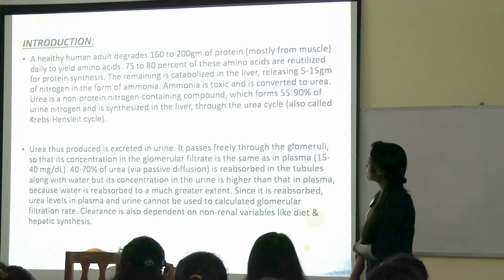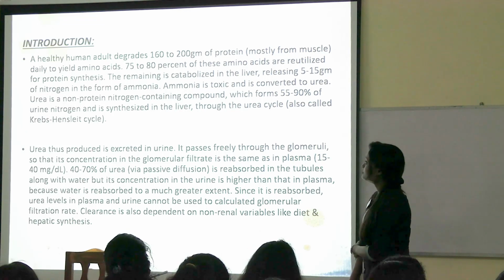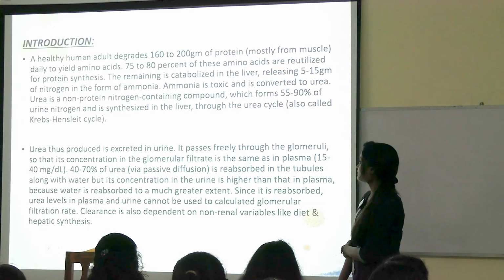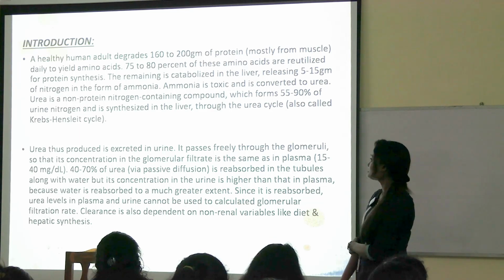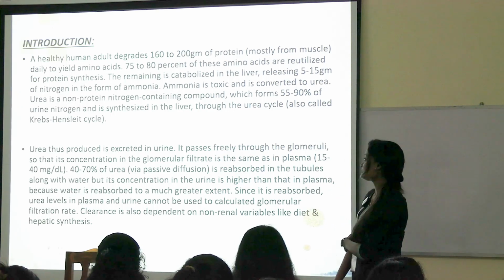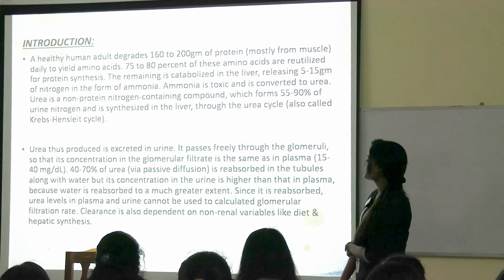Urea is a non-protein nitrogen containing compound which forms 55 to 90% of urine nitrogen and is synthesized in the liver through the urea cycle, which is also called the Krebs-Henseleit cycle. Urea thus produced is excreted in urine.